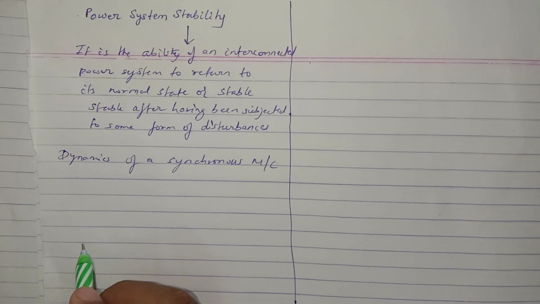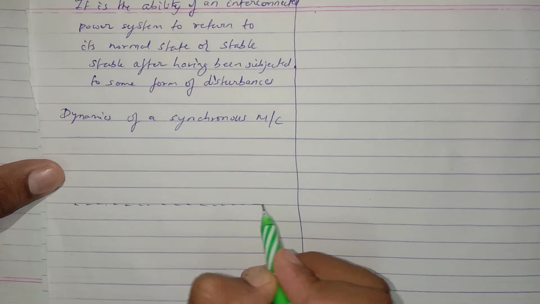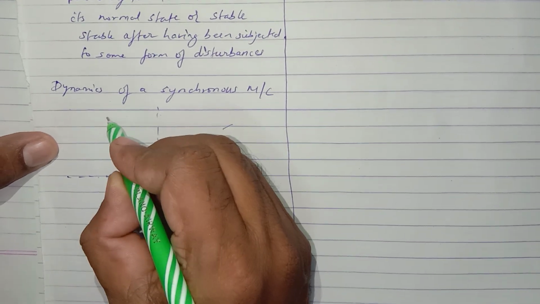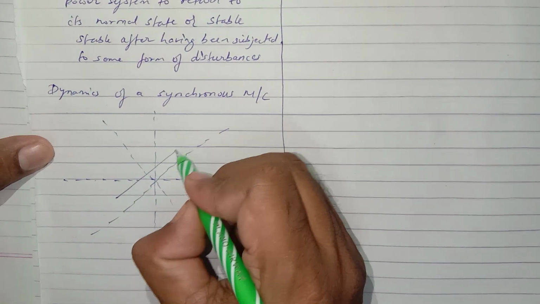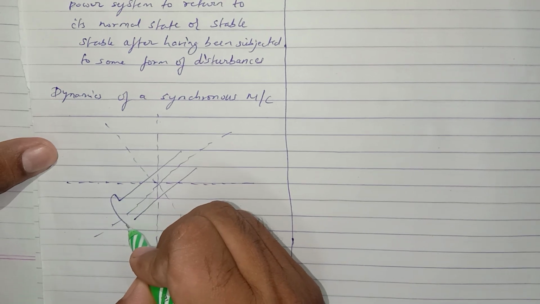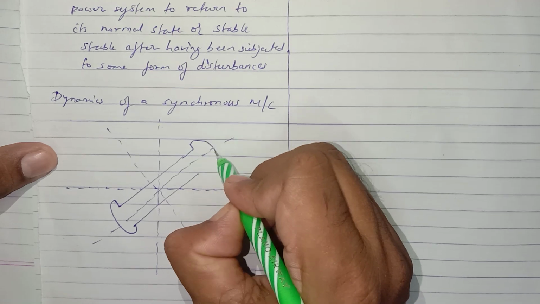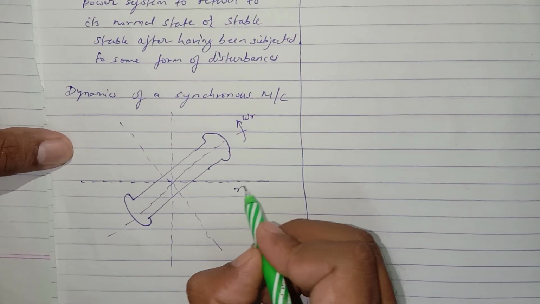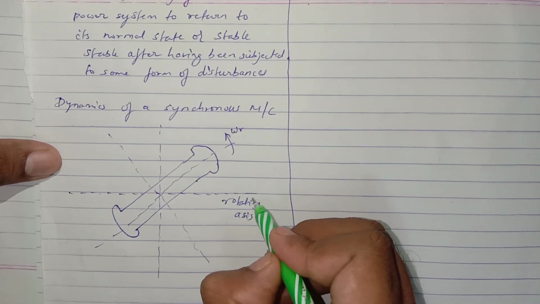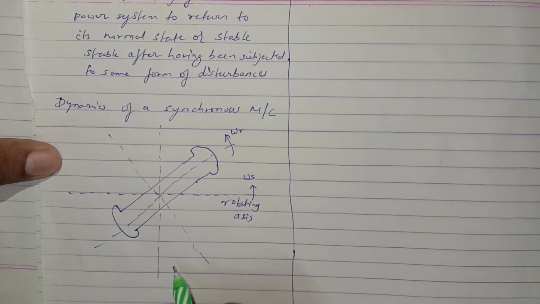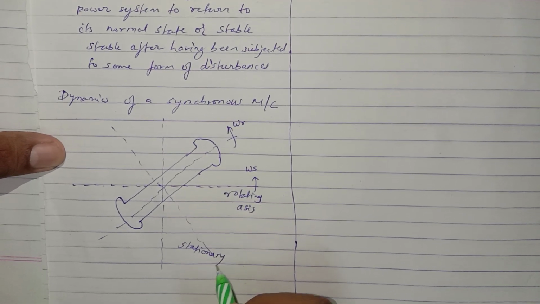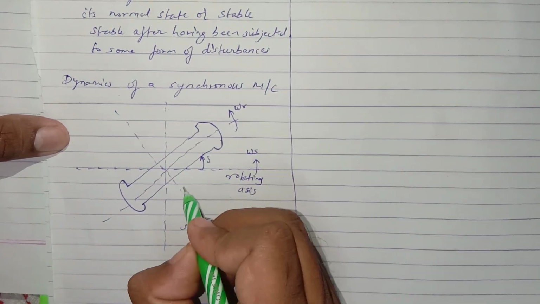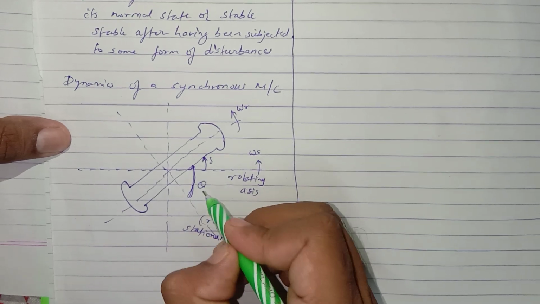For this, let us draw some construction. Let this be the x-axis. This is the y-axis. Intersection 1, intersection 2. Let us assume this is the rotor, which is rotating with an angular speed of omega r. This is the rotating axis, and omega is the synchronous speed of the rotor, and this is the stationary axis. It is the reference axis. Let delta be the rotor angle and theta be the angular displacement.